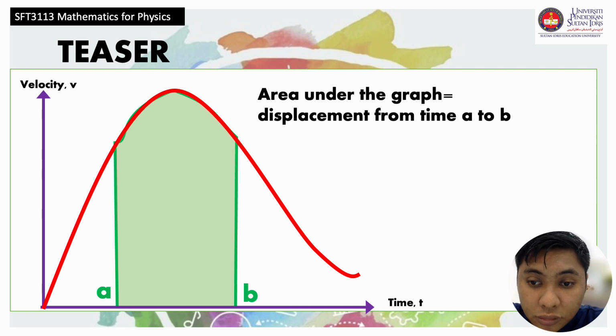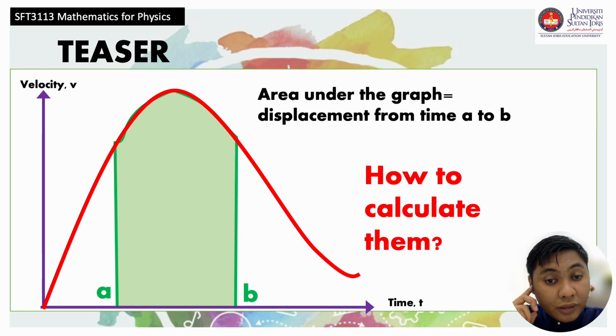All right. So how are we going to calculate the area under the graph? Because the area is not really a triangle, right? The shape is complex. So how are we going to calculate that?